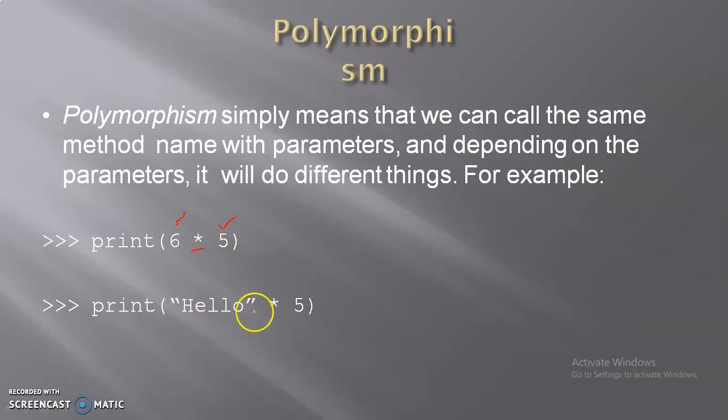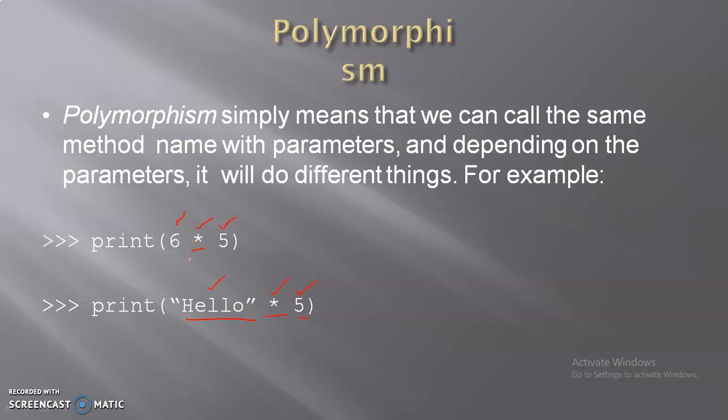In the same way, if I am using this multiplication operator between two different data types, like one is a string and another one is a number, then it repeats the string for that number of times. So this operator is the same, but you are using it for two different purposes. This we generally call polymorphism.